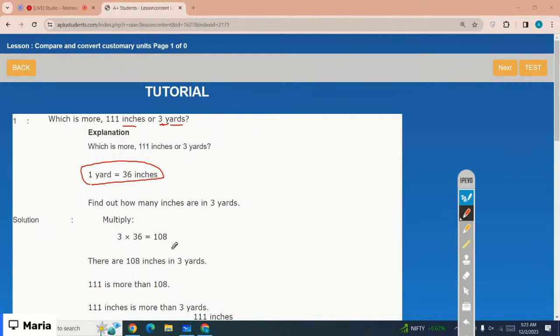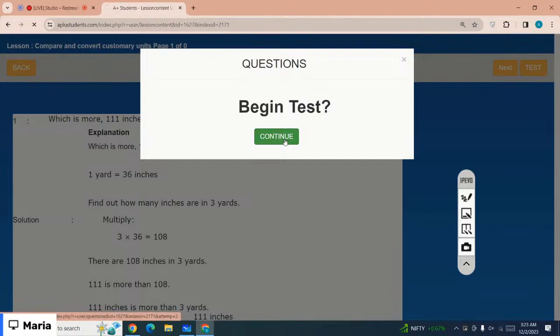So multiply 3 times 36, that is 108. So you have 111 inches and 108. So obviously 111 is greater than 108, right? So you can note down these basic conversions in your notebook and learn them later today.